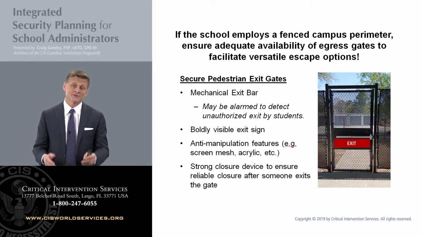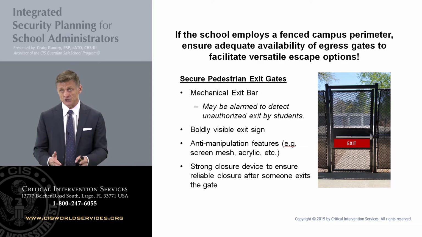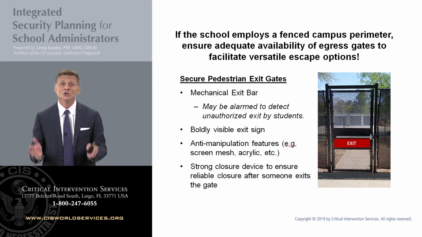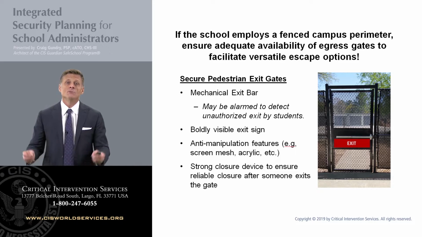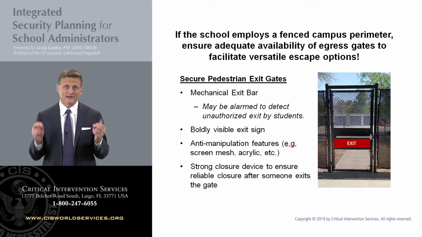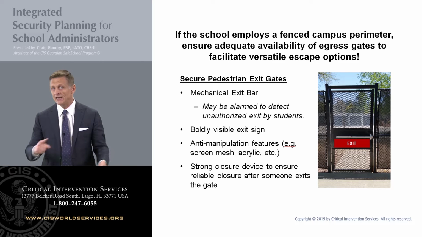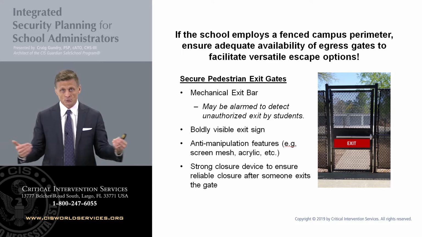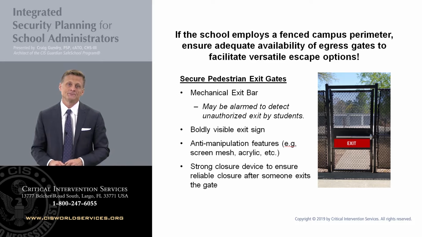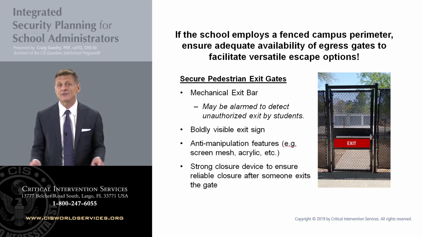Now, for entry purposes, we do want to restrict entry in a fenced campus perimeter to a limited number of entrances, but we should have abundant availability of egress gates around the outside so that people located anywhere on campus can access a gate and escape from the campus without having to circle back around to a restricted number of entry points. Now, if we're concerned about our egress gates being exploited for entry purposes, there are some things that we can do to protect those gates.